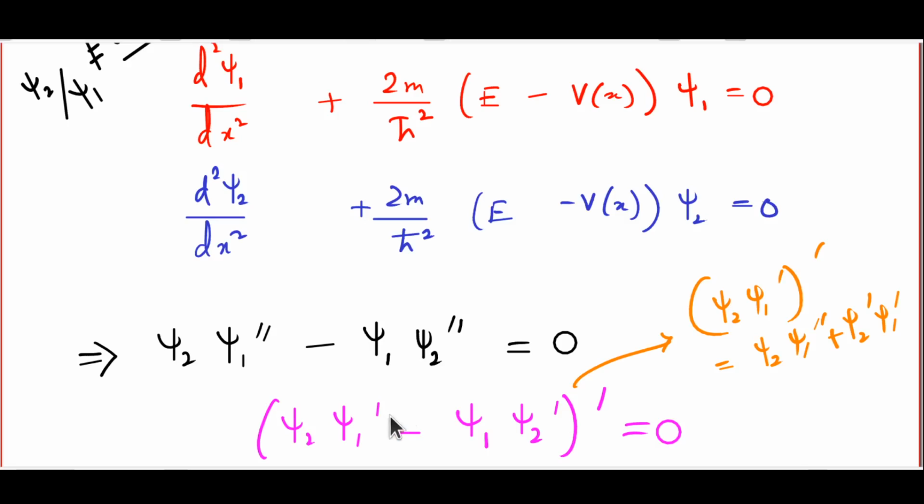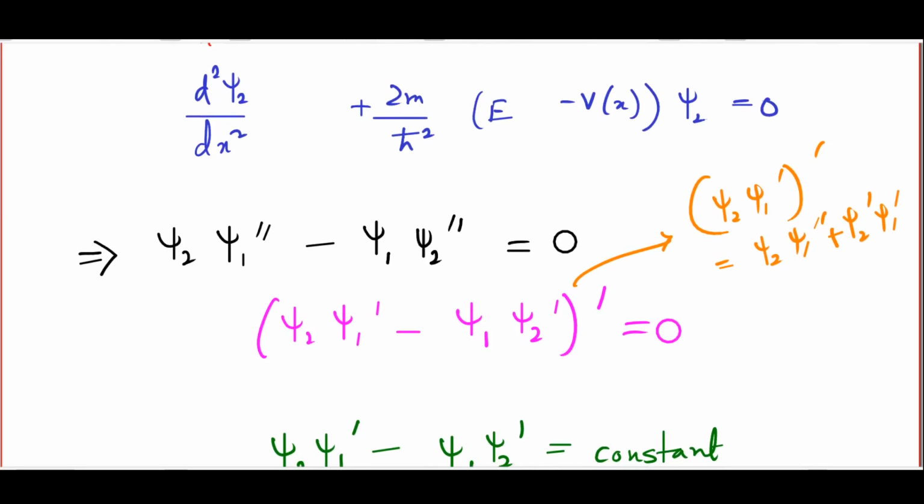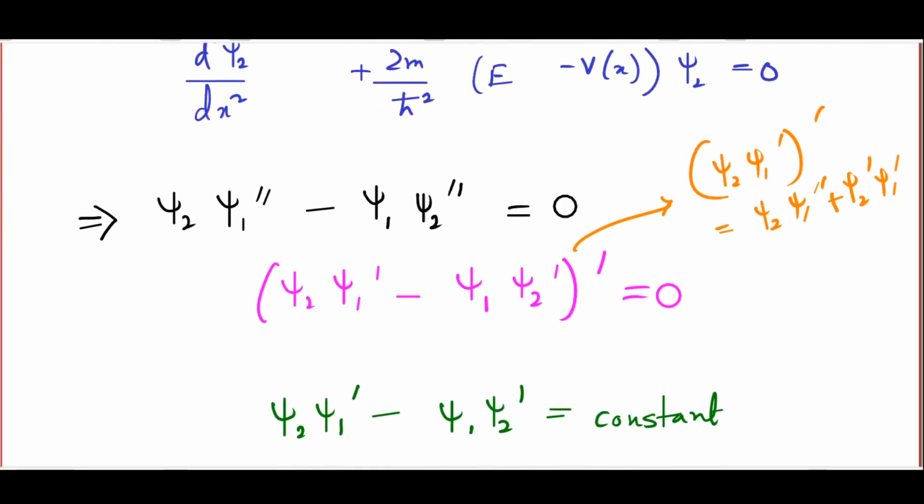So the left hand side here is a total derivative. It's a derivative of a function. Of course, if the derivative vanishes, this immediately leads to psi2 psi1 prime minus psi1 psi2 prime being a constant. By the way, this should not surprise you at all. This is nothing but the Wronskian of the differential equation that we are writing down here. And this is a result which you should be pretty familiar with from the theory of differential equations.